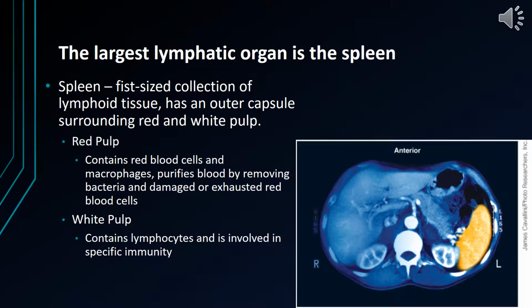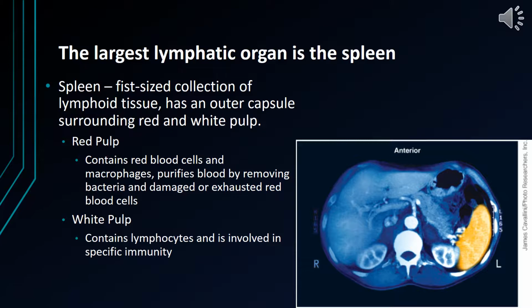The largest organ of the lymphatic system is the spleen. This is a fist-sized organ, which is a collection of lymphoid tissue, and it has an outer capsule which surrounds the red and white pulp. Now, the red pulp contains erythrocytes, which is what is responsible for making it red, and also macrophages. And the role of this red pulp is to purify the blood by removing bacteria and damaged and or exhausted red blood cells.